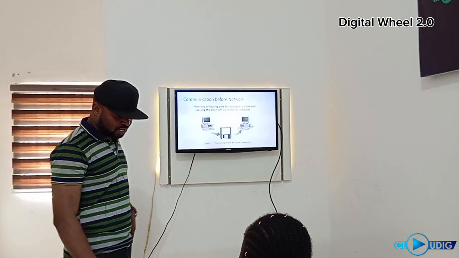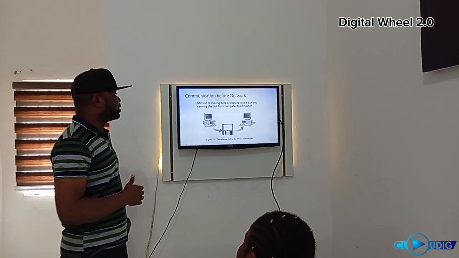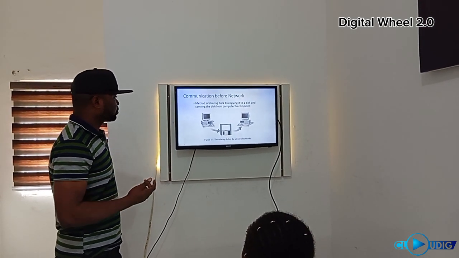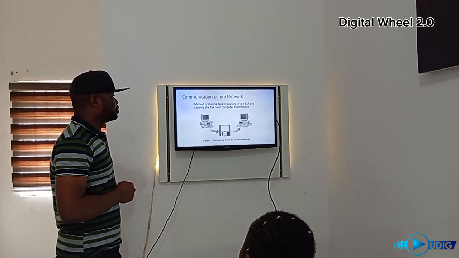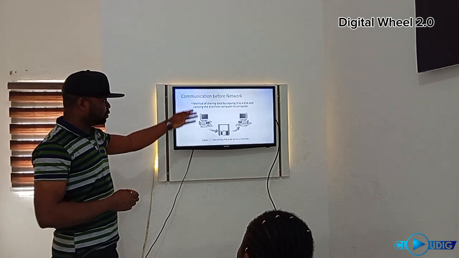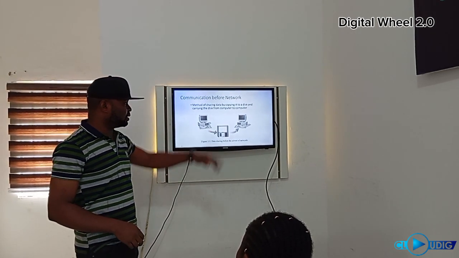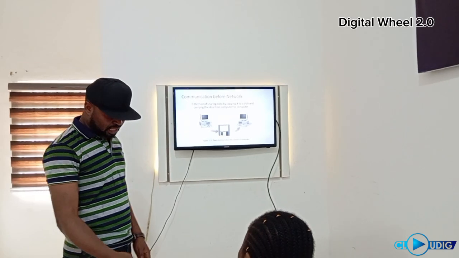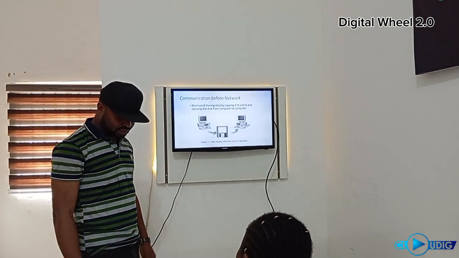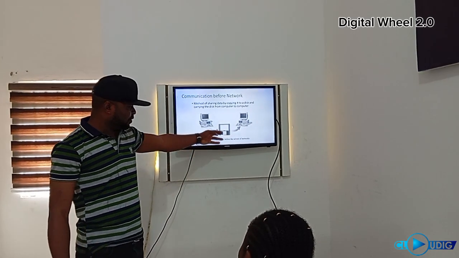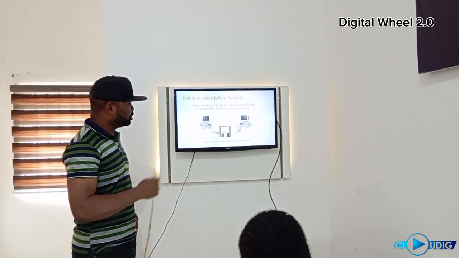We'll go further and see how it boils down. Now, communication before networks: a method of sharing data by copying it to a disk and carrying the disk from computer to computer. This was the way we shared data before. Some of you who were there in the advent of the diskette, in the years of Windows 98, Windows 2000 and Windows Millennium, will be very familiar with your diskette. That is one of the ways we shared data.